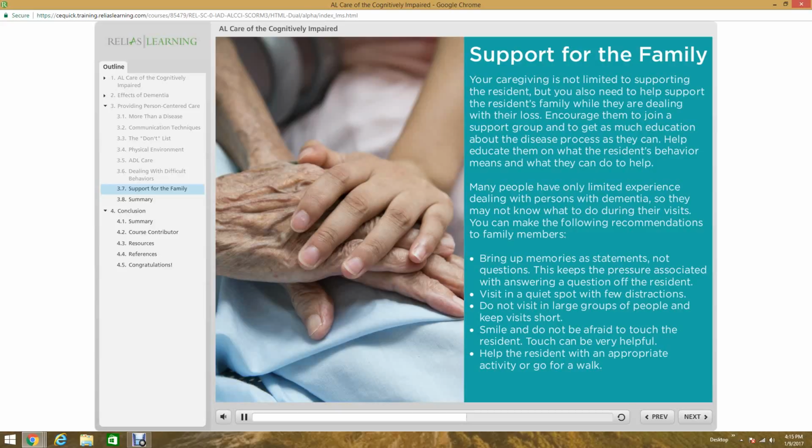Bring up memories as statements, not questions. This keeps the pressure associated with answering a question off the resident. Visit in a quiet spot with few distractions. Do not visit in large groups of people and keep visits short. Smile and do not be afraid to touch the resident. Touch can be very helpful. Help the resident with an appropriate activity or go for a walk.